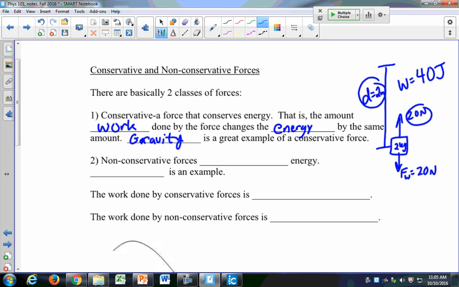Because this is a conservative force, the gravitational force, I've also changed the energy by the same amount. So delta E is also equal to 40 joules, the change in energy of this object. Take an object, I apply 40 joules of work to it. Now this object has 40 joules of energy. I've lost no energy. I haven't lost any at all. Non-conservative forces, on the other hand, do not conserve energy.